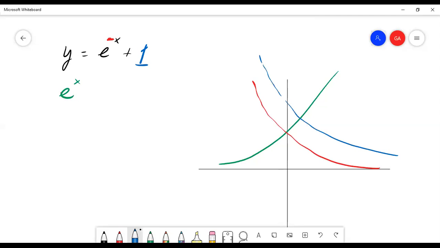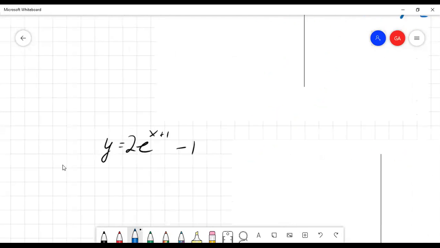It also has a horizontal asymptote. Exactly, at y = 1. Yep. Okay, great. So let's just do a few more.